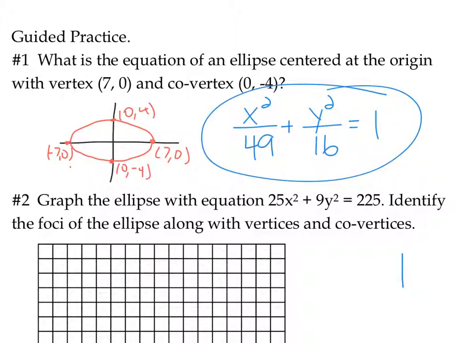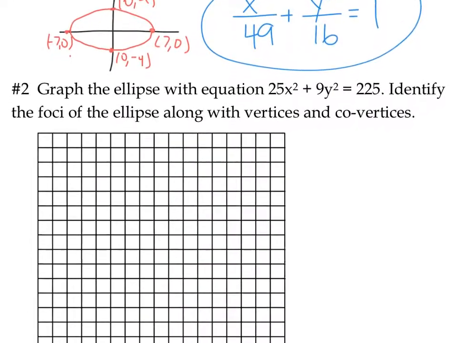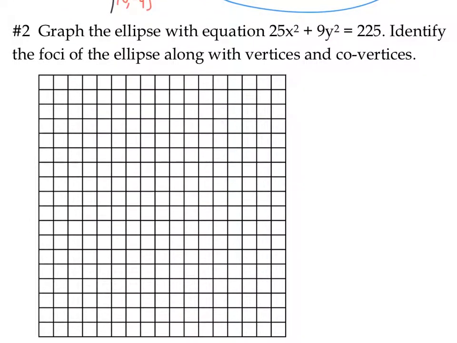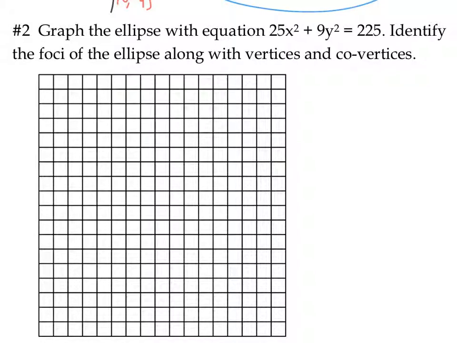One thing you'll notice from this equation we're going to try and graph is that it doesn't equal 1. So that's the first thing we need to do, is get this set equal to 1. We can do that by dividing everything on both sides by 225. So this is going to give us x squared over 9, because 25 over 225 reduces to 1 over 9, plus y squared over 25 equals, now it's 1, because 225 over 225 is just 1.